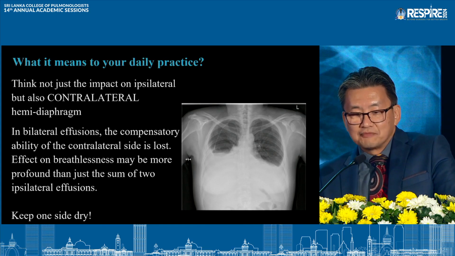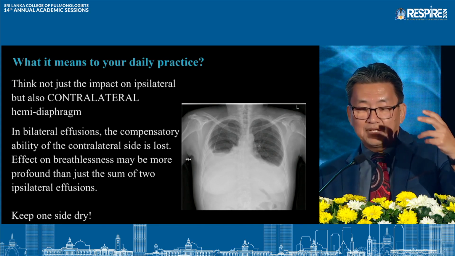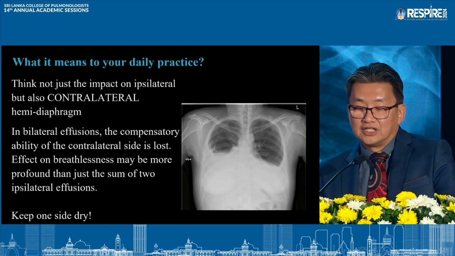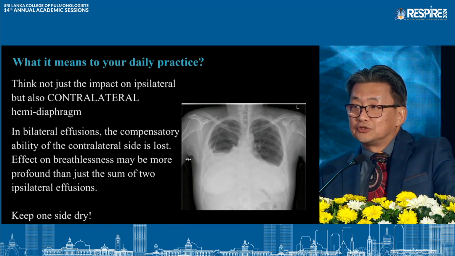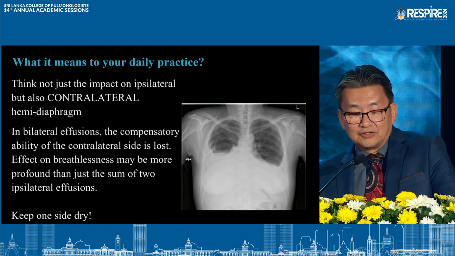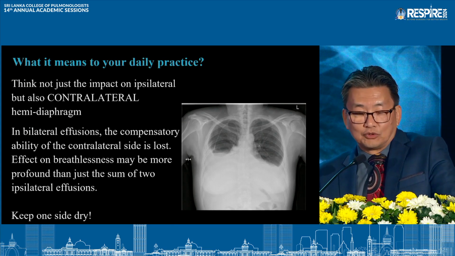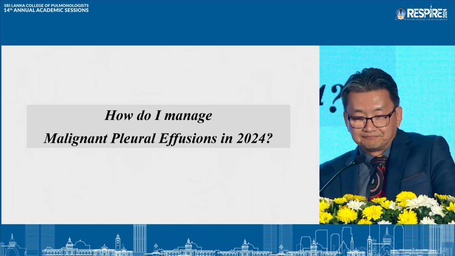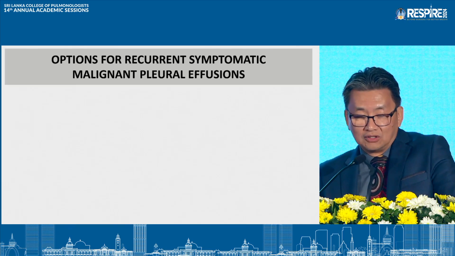So in patients with bilateral pleural effusion, that compensatory ability of the contralateral side is lost. So the effect on breathlessness is a lot more profound than just the sum of two ipsilateral effusions. So 1 + 1 = 4. So in these kinds of patients, I would try my best to keep one side dry, such as with indwelling pleural catheters. So how do I manage malignant pleural effusion in 2024?